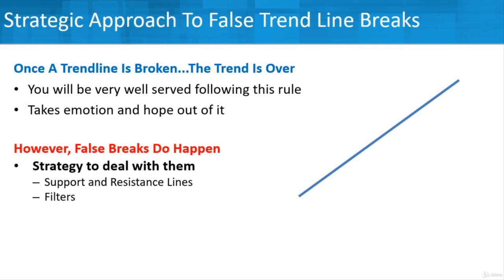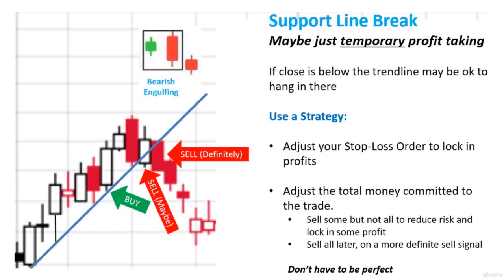However, false breaks do happen, and they happen frequently. So there might be ways that we can use a strategic approach to deal with them and help us be better traders. We're going to talk about how we can use support and resistance lines in terms of our strategy, but also how to apply filters around this in this lesson. So let's get into how we might deal with these potential false breakouts in terms of strategy. So here's an old friend.